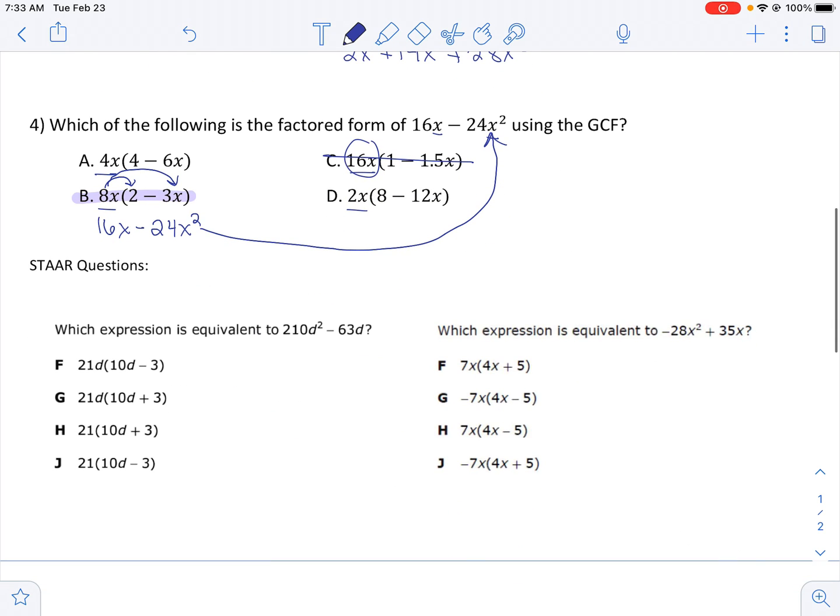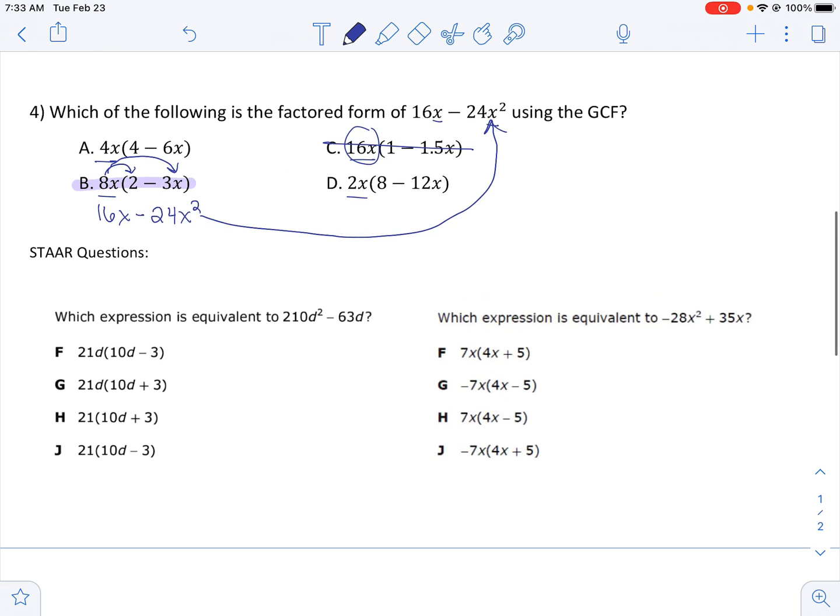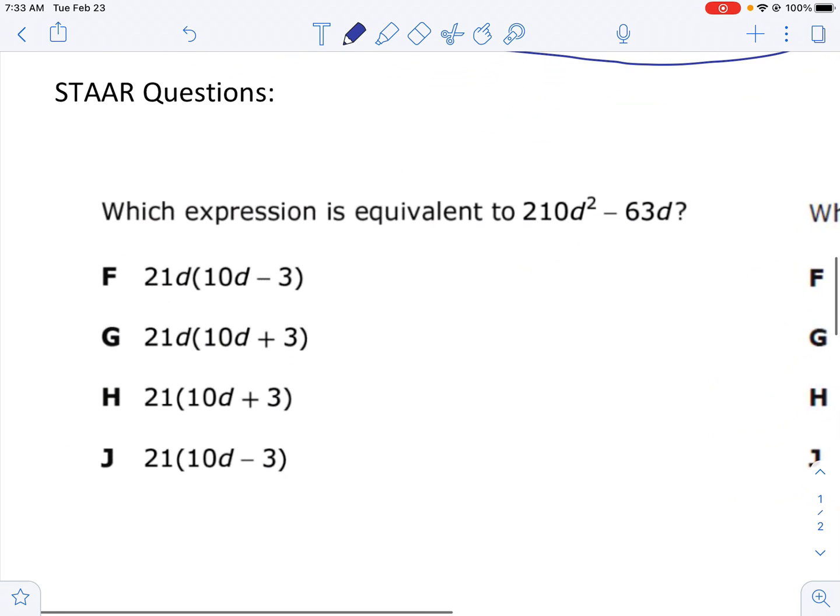Okay, then we have 2 Starlight questions to try out. So let's look at this first one. I'm going to zoom in. So which expression is equivalent to 210d squared minus 63d? Okay, again, equivalent just means equal to.